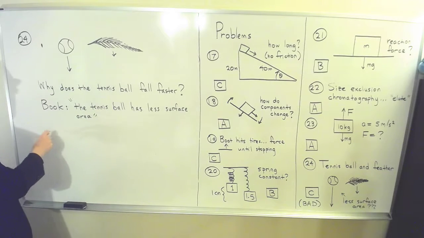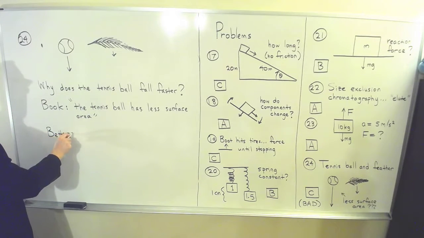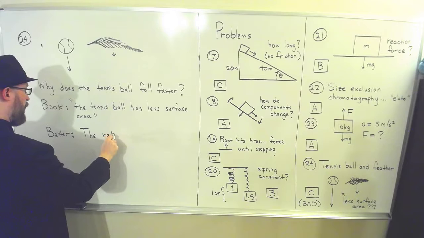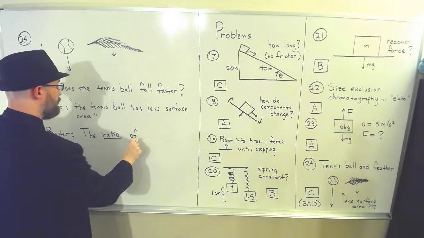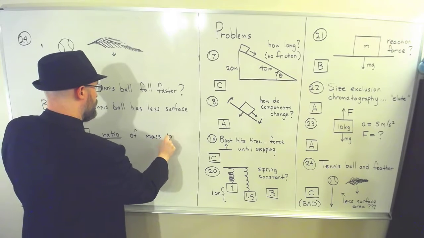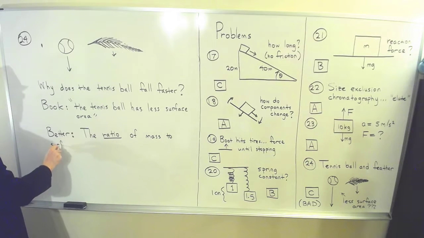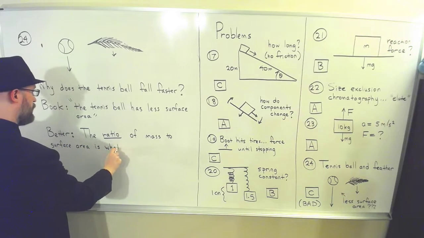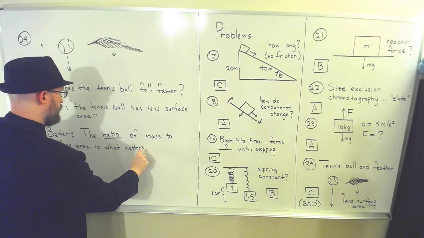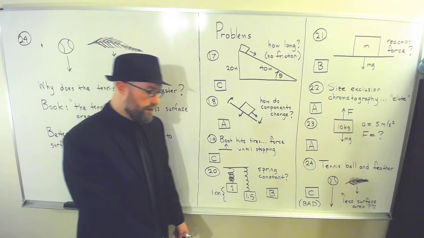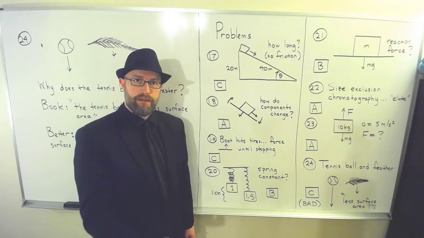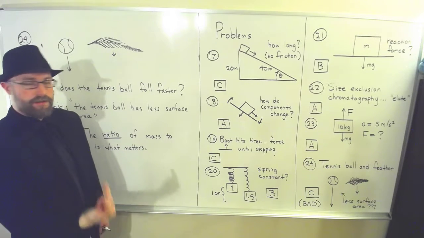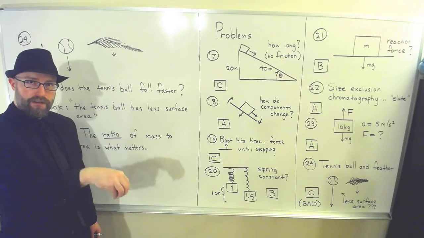What's better is to say that it's the ratio. The ratio of mass to surface area is what matters. Why? Because the force downward is coming entirely from the mass. It's mg, that's the gravitational force. Whereas the force upward, that's from drag, friction, wind resistance, and that's coming entirely from the surface area.